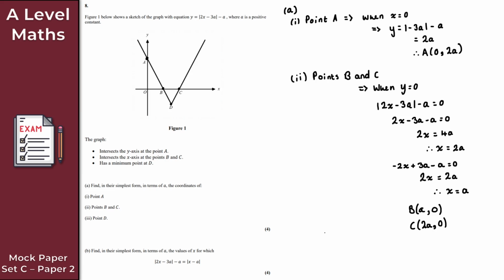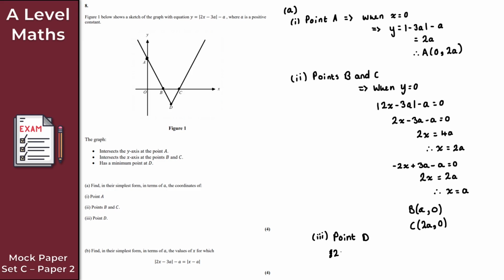And then finally, for the very last part of part A, this is for the coordinates of point D. So for part 3, this is for point D. Now for the point D, let's think about this for a moment. This is the minimum point. The minimum point must occur when the modulus function is equal to 0. So the inside must be equal to 0. We want the modulus of 0.